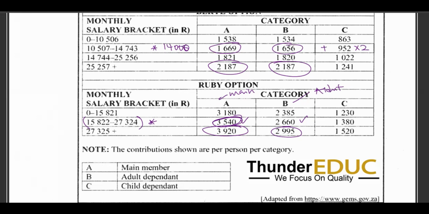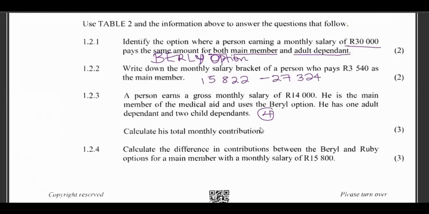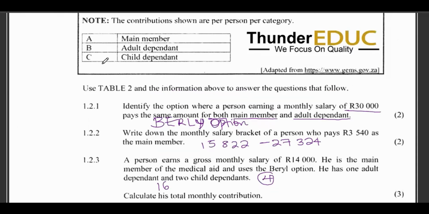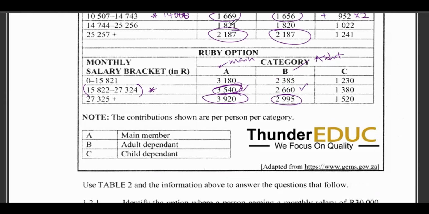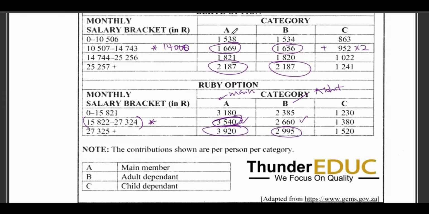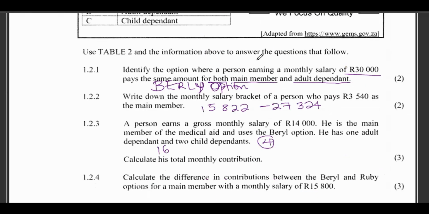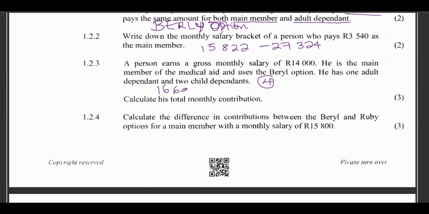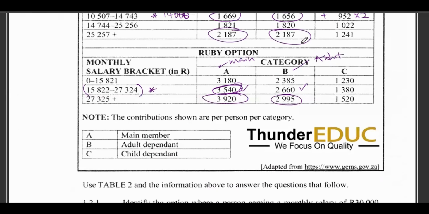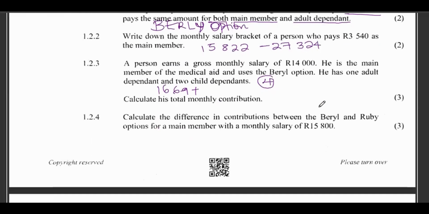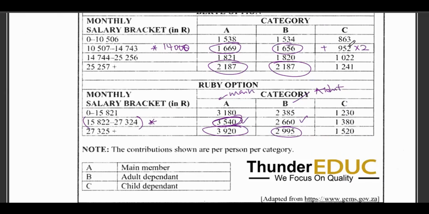14,000. So let's calculate. So 1,690, sorry, 1,669, plus the adult dependent, 1,656, plus the 2 children, where each child will take 952.